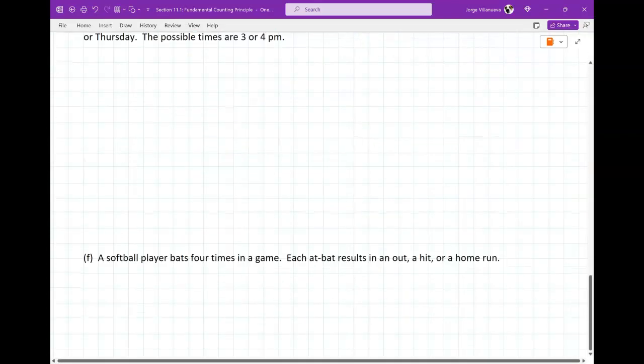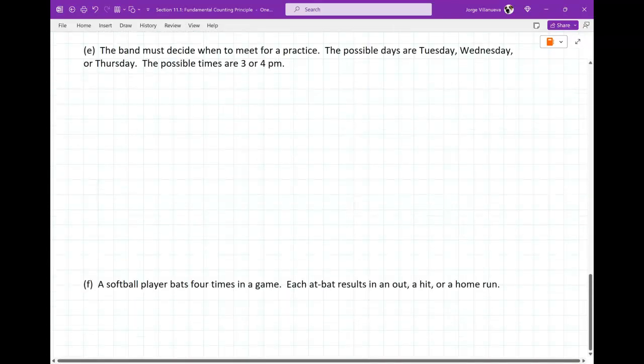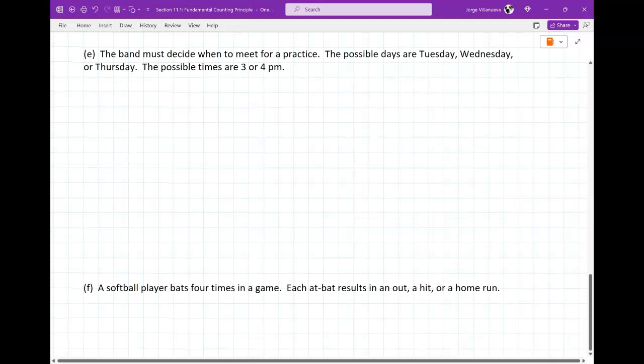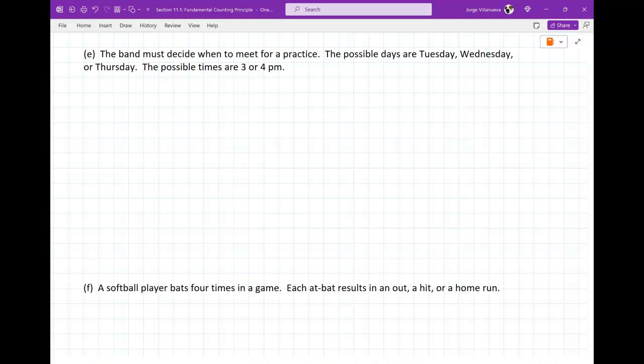All right. I think we got 2 more of these and then that's it. But you can see these aren't really that difficult to do, right? You just got to figure out the events you're dealing with. Now we have a band and they're going to meet up for practice. The possible days that they can meet up are Tuesday, Wednesday, or Thursday. And the possible times are 3 or 4 p.m. Okay? How many ways can they try to decide their options?